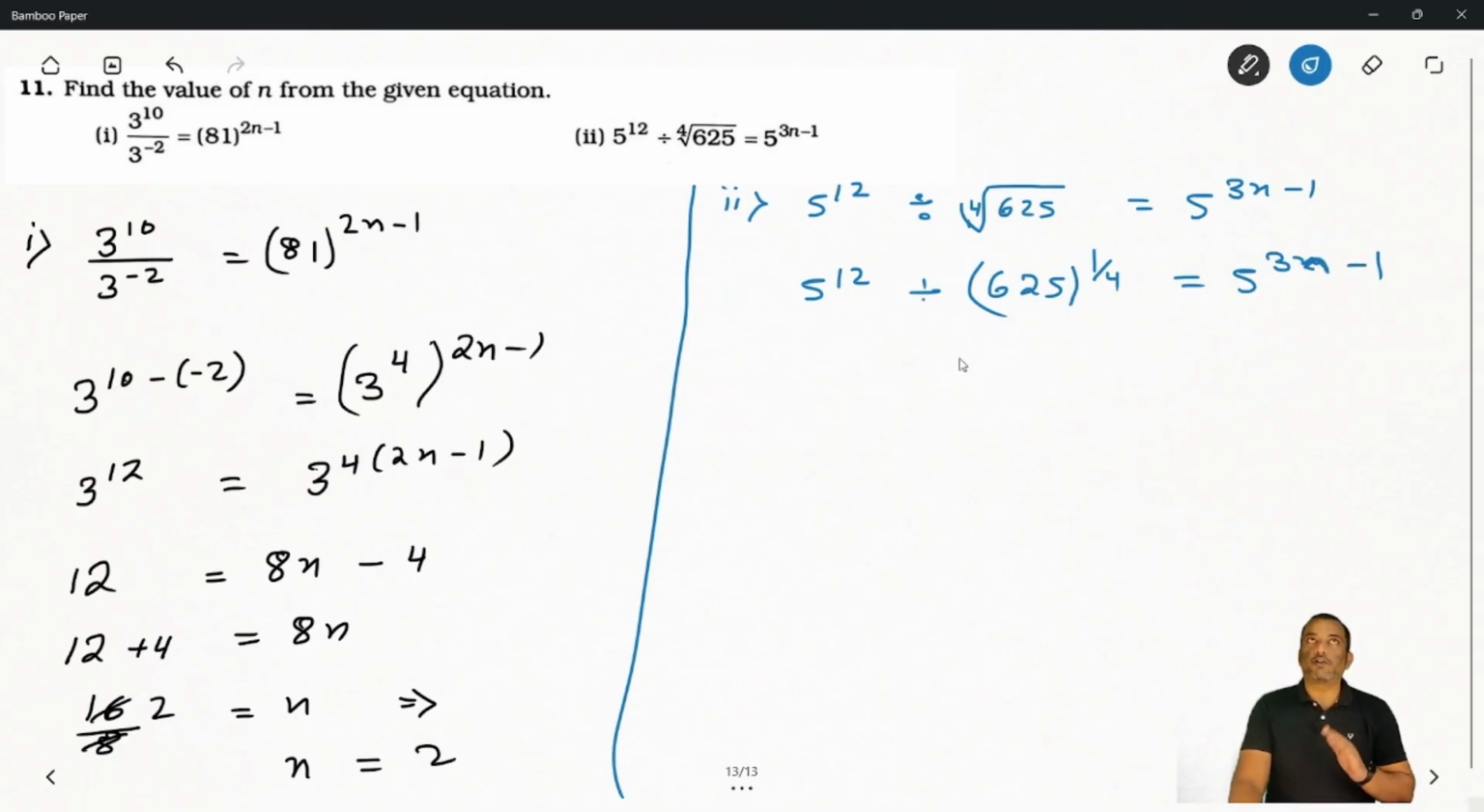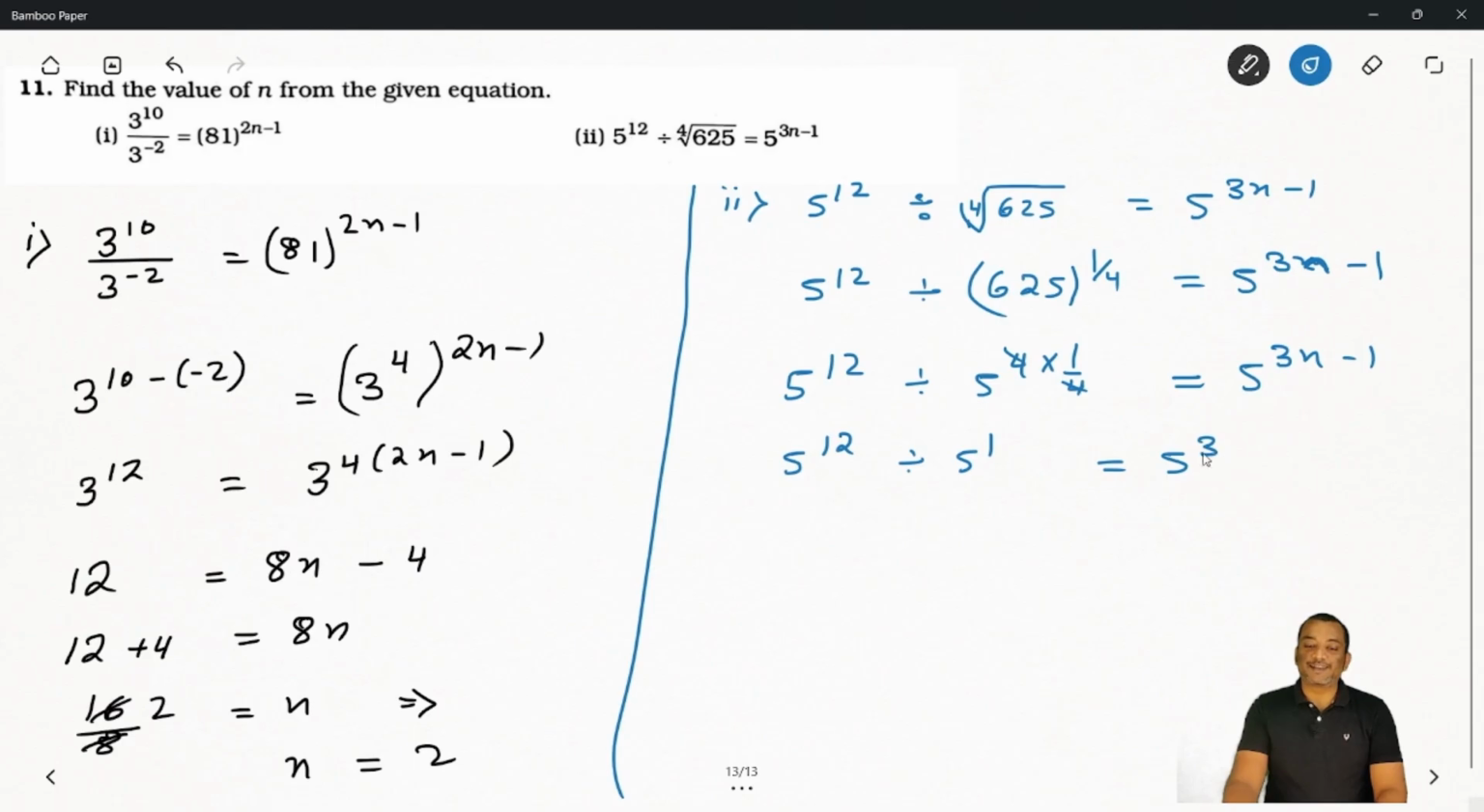minus 1. So 625 is how much? 5 to power 4. So you can say 5 to power 12 divided with 5 to power 4 times 1 by 4. You can write, and that is equal to 5 to power 3n minus 1. So this and this will get cancelled. So you can say 5 to power 12 divided with 5 to power 1 is equal to 5 to power 3n minus 1. So now you can say left side you have a quotient rule. So you can say 5 to power 12 minus 1 is equal to 5 to power 3n minus 1.